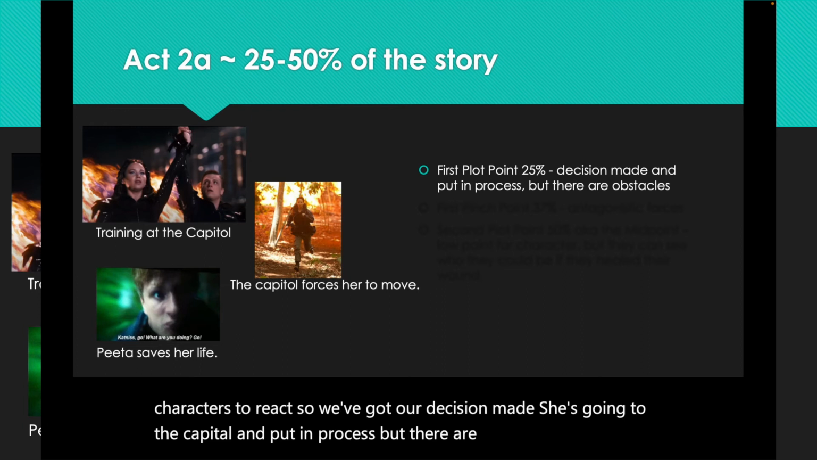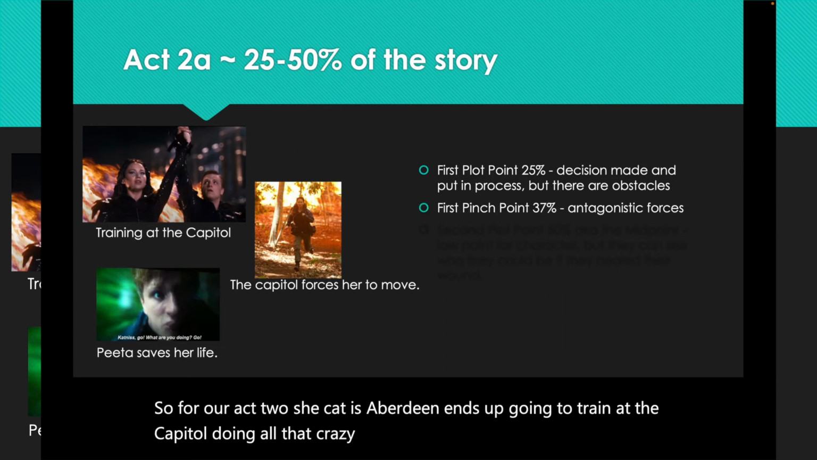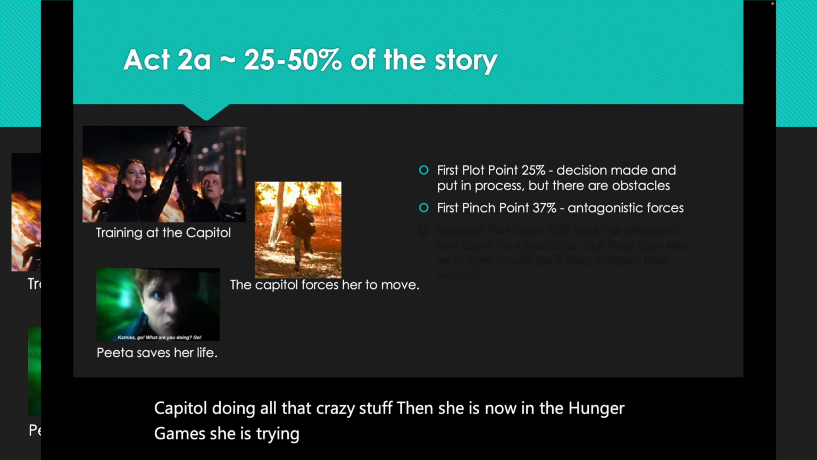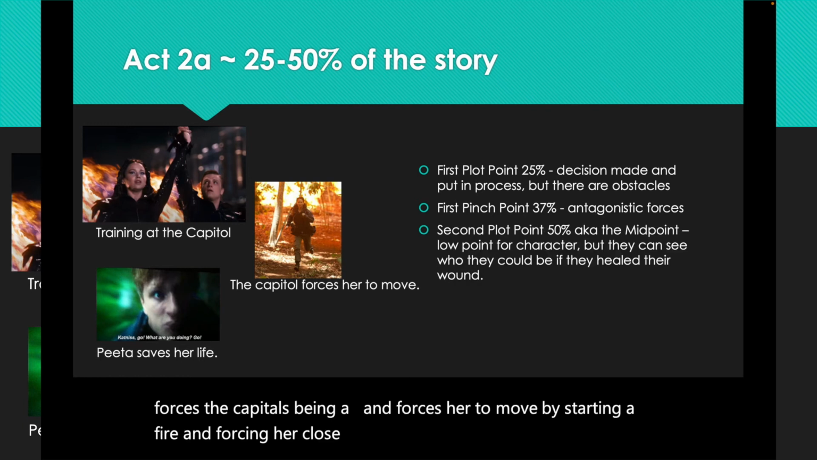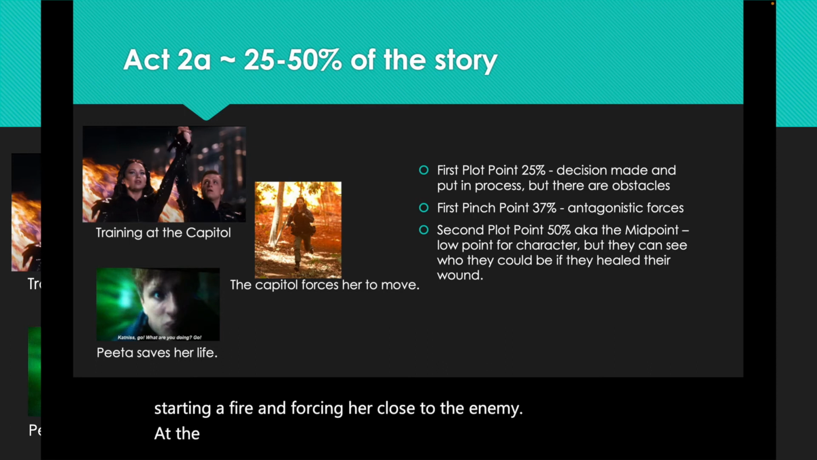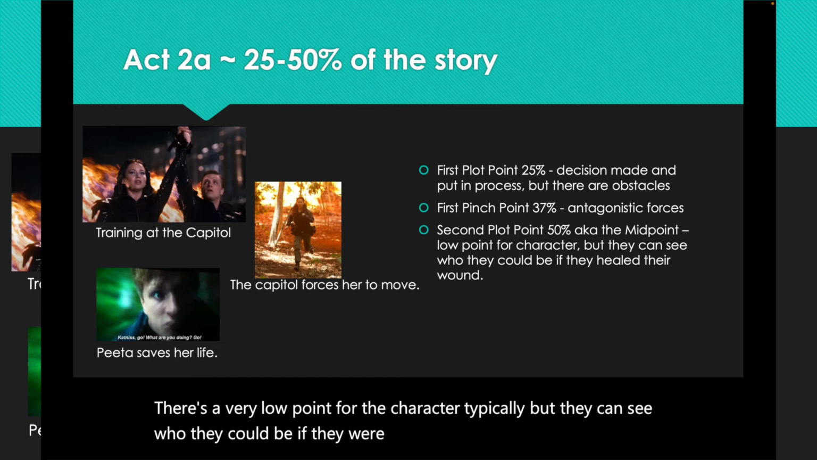So for our Act 2A, Katniss Everdeen ends up going to train at the Capitol, doing all that crazy stuff. Then she is now in the Hunger Games. She is trying to hide out and survive, but there's antagonistic forces, the Capitol's being a douchebag, and forces her to move by starting a fire and forcing her close to the enemy. At the end of this Act 2A, there's a very low point for the character typically, but they can see who they could be if they were healed, like if their emotional baggage was taken care of.